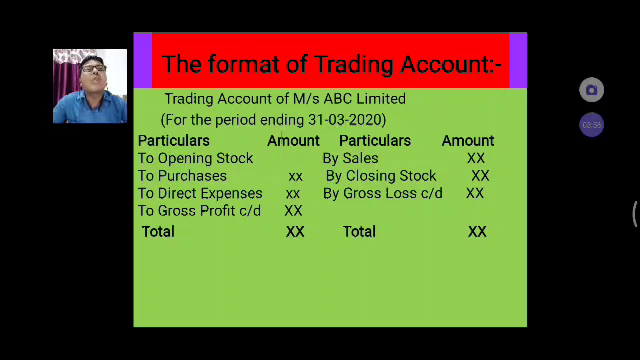Now the format of trading account. Look, format of trading account. Particulars, amount. First of all, opening stock, then purchases, then direct expenses, and gross profit carried down lastly on debit side. On credit side, sales, closing stock, and if any balance, gross loss carried down.